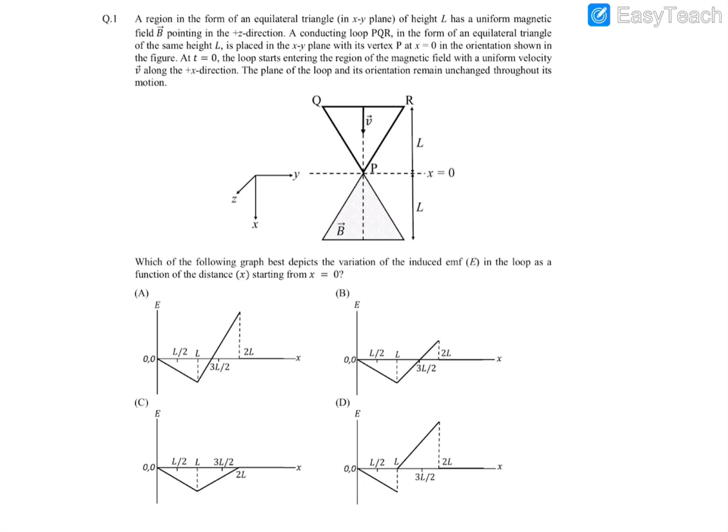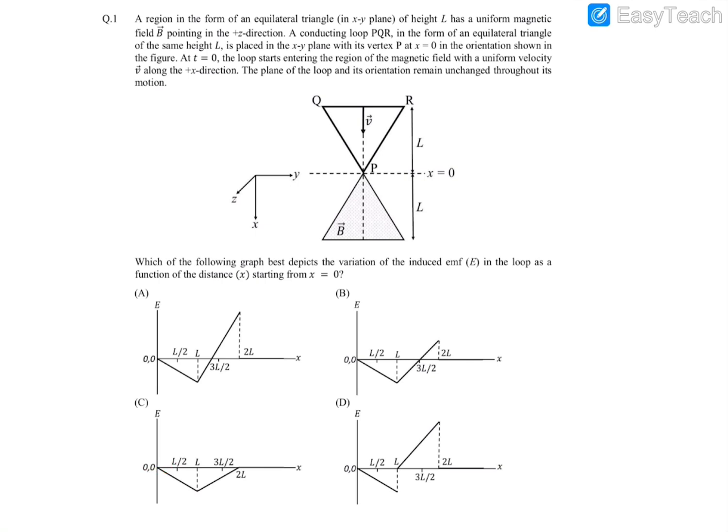Why am I saying that it is linear? Due to the fact that this triangle is moving with a constant speed in the downward direction, and with this constant speed the rate of change of area would be constant, and EMF would be linear. So this is the case in all the four options, that initially EMF was negative because dA by dt is positive, and it is linear.